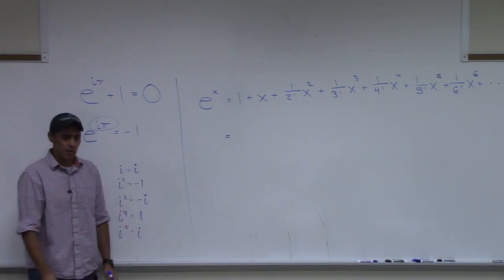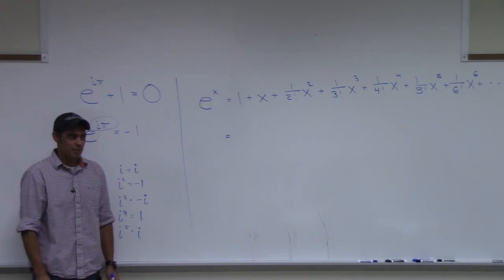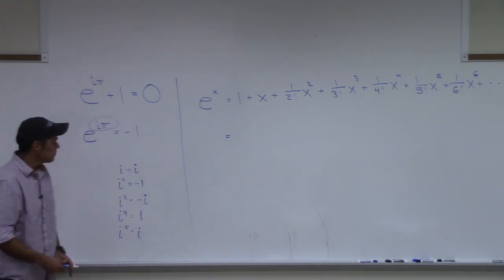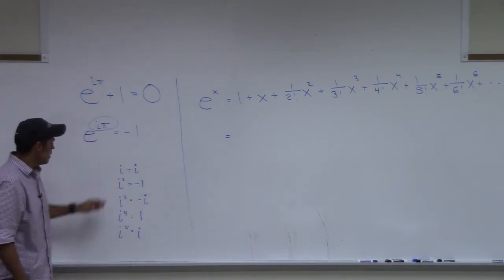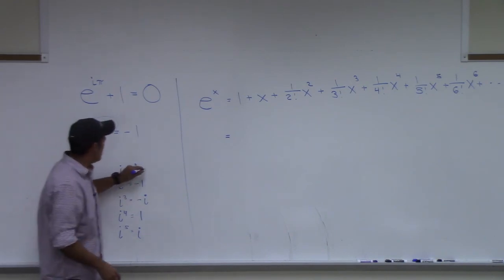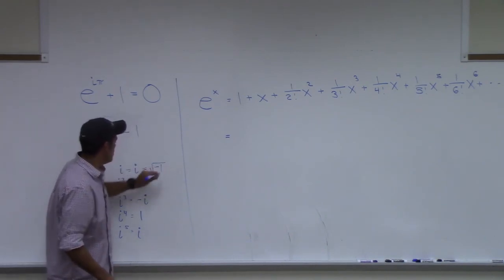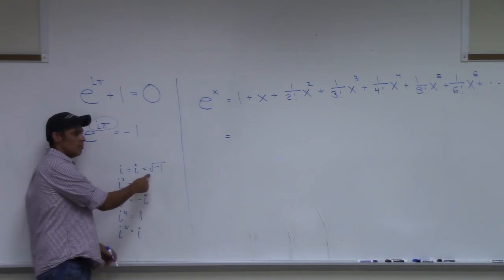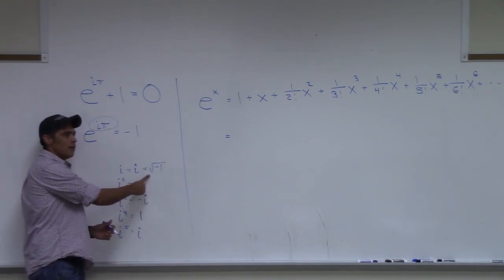I'm sorry, I'm not following how i squared is somehow negative 1. That's the definition of i. i, by definition, is what you get when you take the square root of negative 1. So i is the only number, a complex number, that when you square it, you get a negative result.